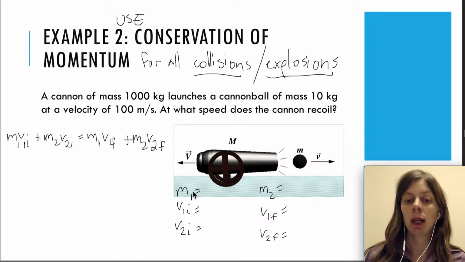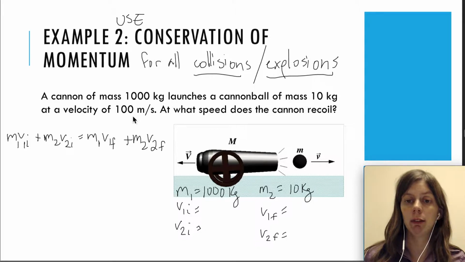So m1, I will call the cannon. The cannon has a mass of 1,000 kilograms. And m2 will be the ball, which has a mass of 10 kilograms. The hardest part in these problems is to define these velocities. Once you define them, plug and chug to find your unknown.